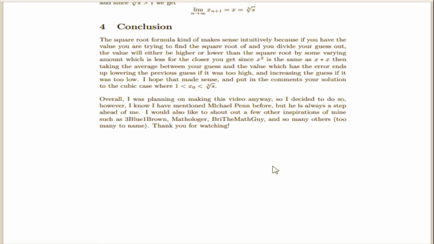I hope that made sense, but put in the comments your solution to the cubic case, where x naught is bounded by 1 and the cube root of s non-inclusive. It's kind of trivial to show when x naught equals the cube root of s, because then it just stays at the same place. Same for the x squared case.